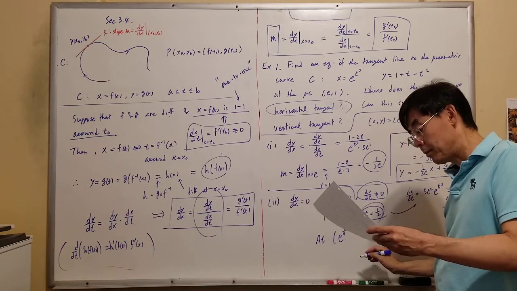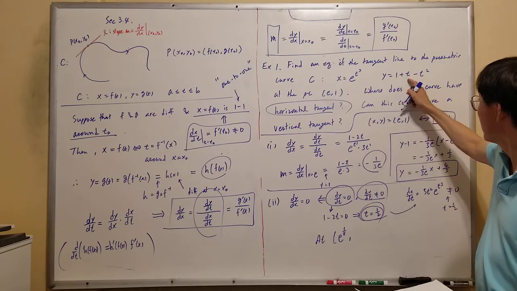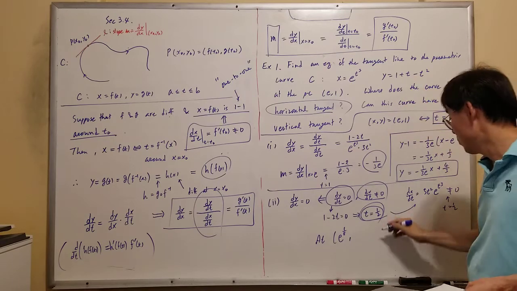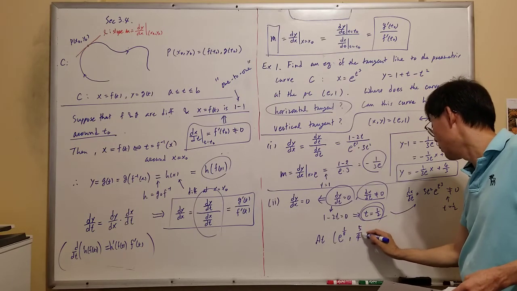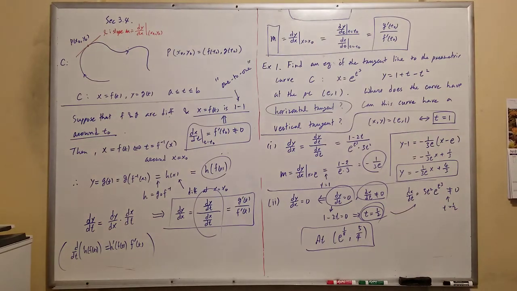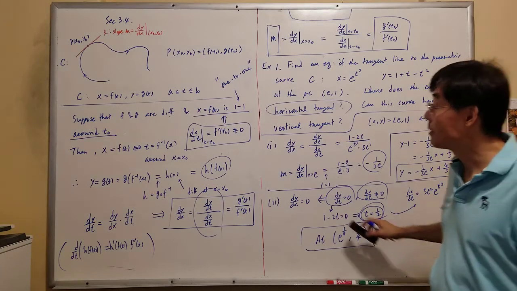Okay? And then y is 1 plus 1/2 minus 1/4. 1/2 minus 1/4 is 1 over 4. So plus 1, 5 over 4. At this point on the curve, you will have a horizontal tangent line. Okay?